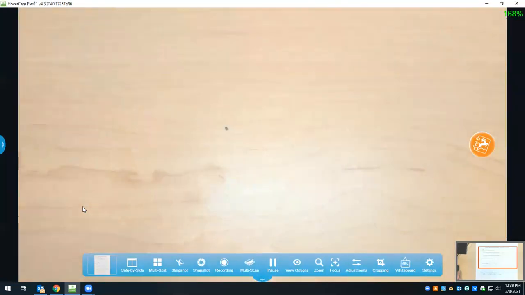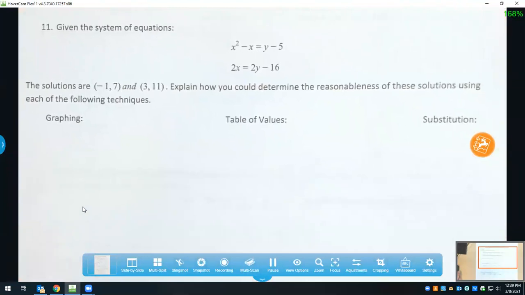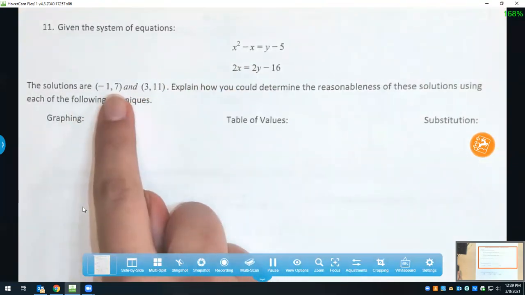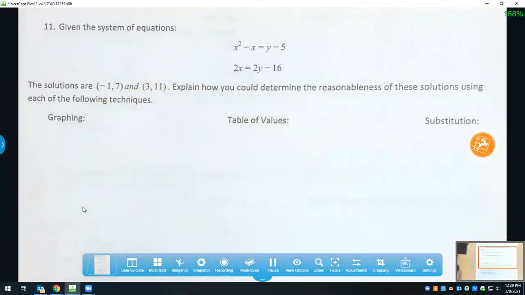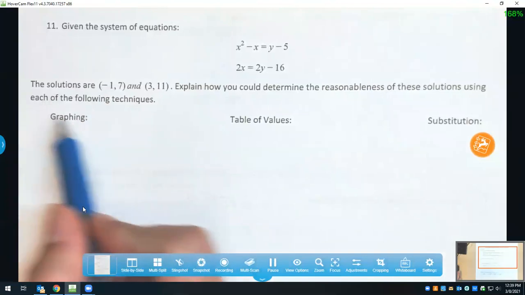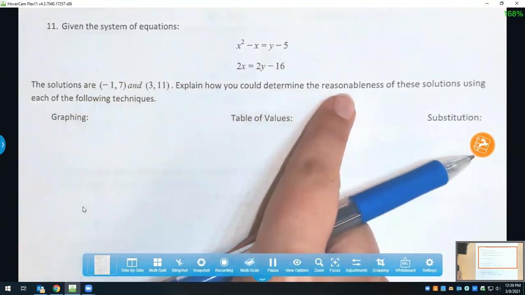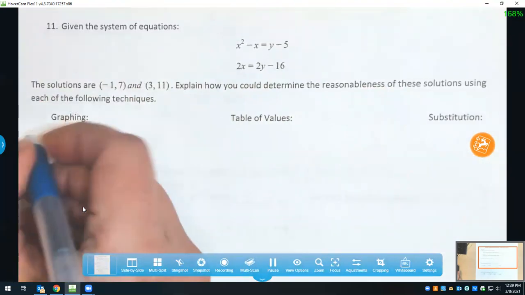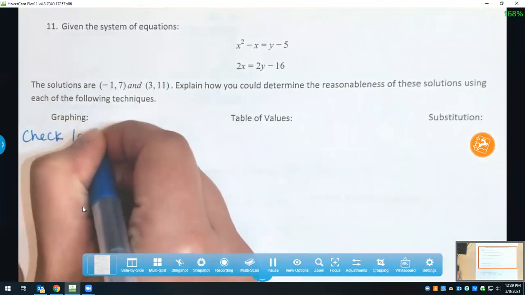Okay, so then this one's going to be kind of the same type of idea. Say you have a system of equations, and it tells you what the solutions are, and then there are answer choices asking which of these is a reasonable way to confirm or check your answers. So I just want us to think about graphing, what did you just do? If you're trying to see how you could figure out whether these are the solutions using graphing, you would want to graph each line.